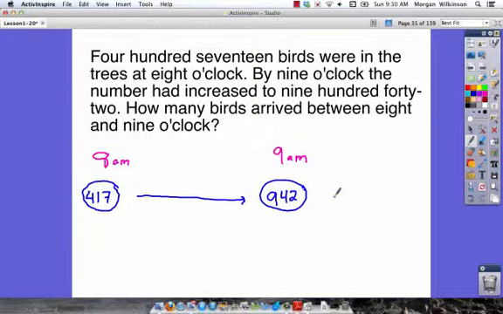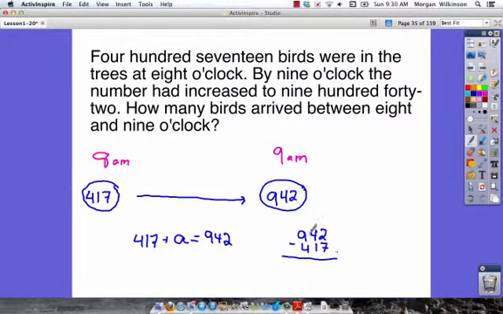What operation do you think we should do? Addition or subtraction? Well, in this problem, since we're figuring out how many more birds were added on to 417 to get to 942, we can draw it like this: 417 plus some amount, we'll call it A, is equal to 942. That some amount that we're adding on has to be between 417 and 942. It can't be bigger than 942. So we can't add. We're going to have to subtract in this problem. We're going to have to say 942 minus 417.